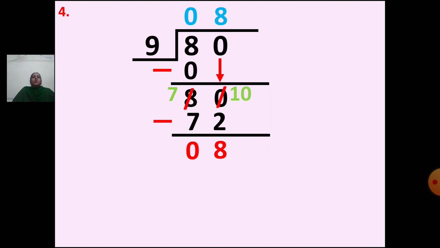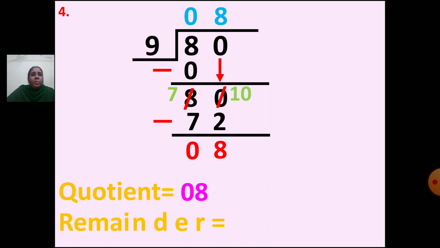And 7 minus 7 is how much? 0. Very good. So now you cannot do division further because the remainder 8 is small and the divisor 9 is big. So here only you are going to stop and write the quotient and remainder. Okay. So you will write quotient is how much? 8. And remainder is how much? 8. So the remainder is also 8 and the quotient is also 8. So this way you have to do the sum. Okay children.